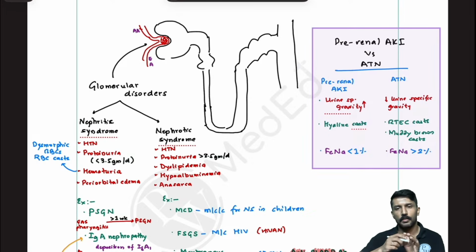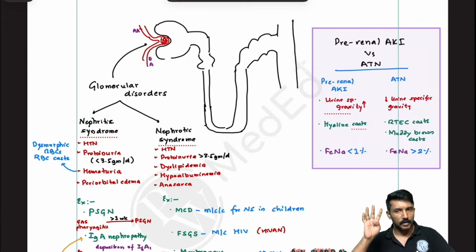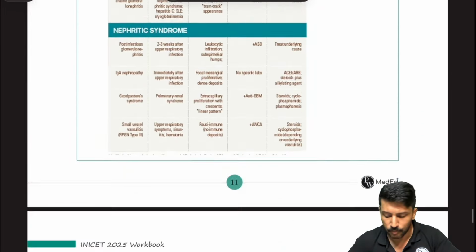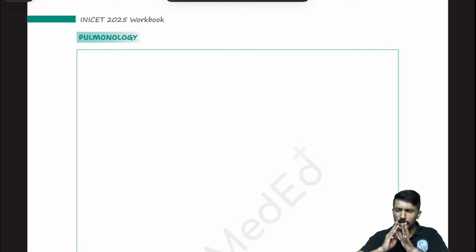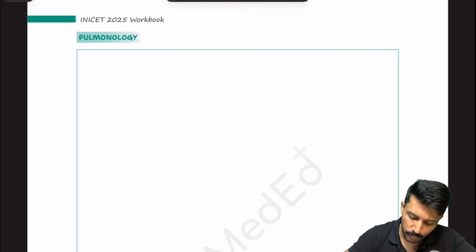Right? Apart from that, if you ask me, sir, what should I memorize in the last minute? The definition of AKI and classification or the staging of CKD. Okay. Now a little bit on pulmonology as well. From pulmonology, what is important? Majority of the questions asked are about the PFT based diagnosis of the respiratory disorders. Right. So I'll just give you a flow chart for the PFT based diagnosis.